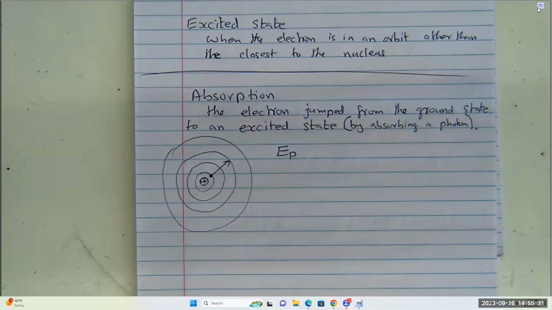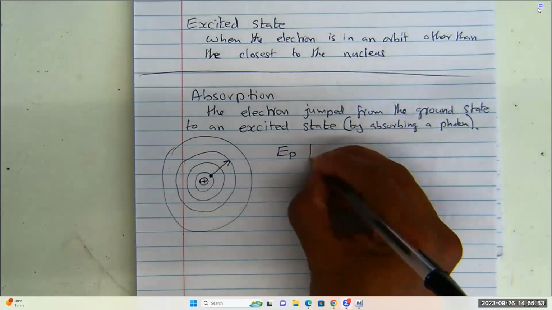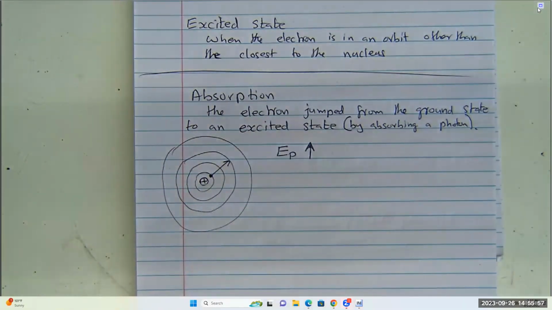Potential energy must increase or decrease. It should increase because the electron is going away from the nucleus. When you are away from the nucleus, the attractive interactions are weaker, meaning it's going to have a higher potential energy than before. Okay, so let's make a note. During the absorption process, the potential energy increases. I'm going to use the up arrow here to indicate it's going up.